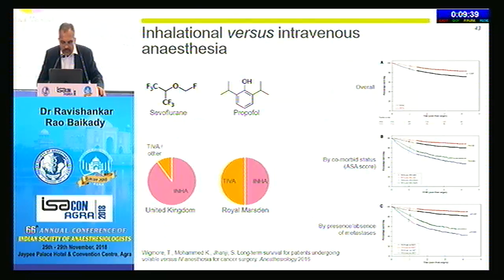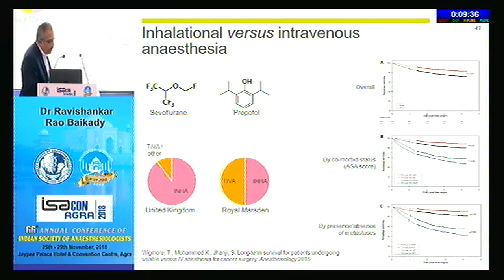What did we find? The first thing to show is the UK data, what's happening. In the entire UK, only probably 15% practice TIVA only and the majority use inhalation. Whereas in Marsden, probably now around 65-70% of us practice only total intravenous anesthesia. And we looked at what happened in terms of metastasis and recurrence. There was a significant difference over a period of 3-4 years.